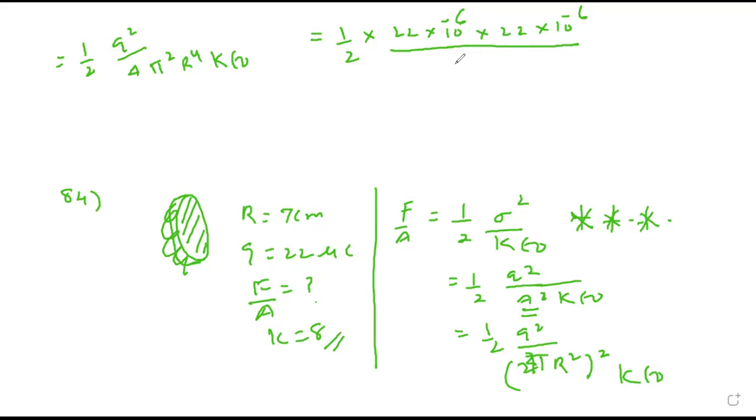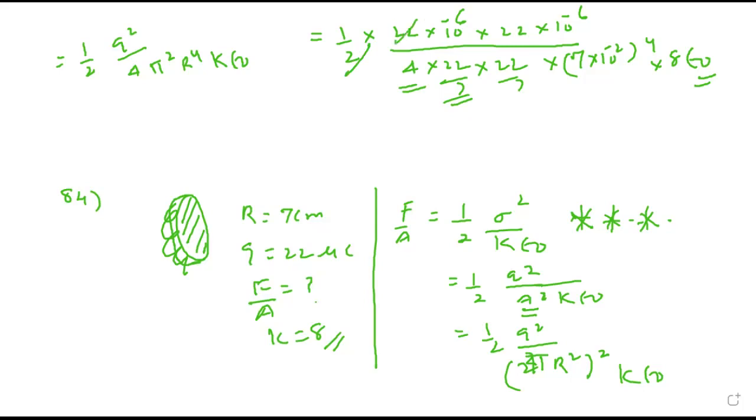Microcoulomb, so 10 raised to minus 6 square. So I'm writing 2 times 4 pi square, 22 by 7, 2 times. R is 7 centimeters, so 7 into 10 raised to minus 2, 4 times. K is 8 epsilon naught. 4 pi epsilon naught I will take as 9 into 10 raised to 9 to make my calculation easy.